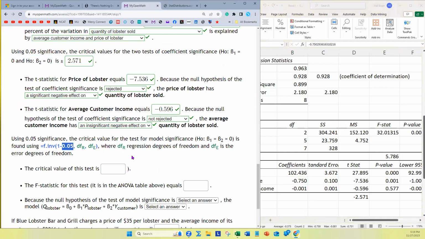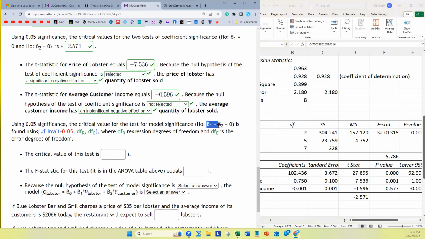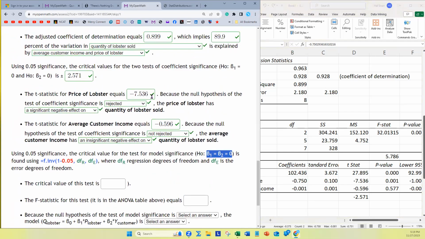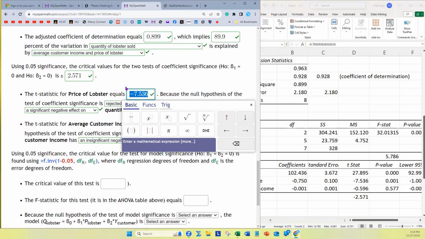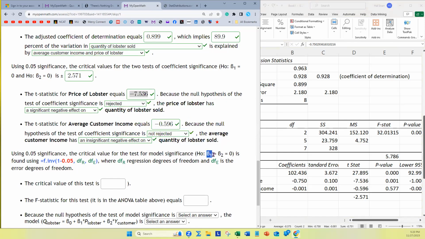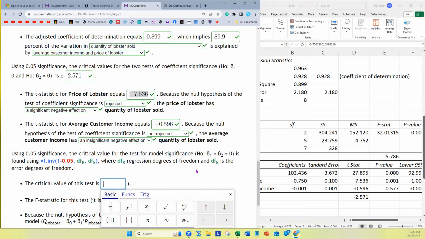So we're going to reject this null hypothesis. Now that makes sense. Why? Well, this right here suggests that not all of these slopes are zero, right? That's what this suggests. So that's why rejecting this makes sense, right? So the critical value of the test is 5.786.